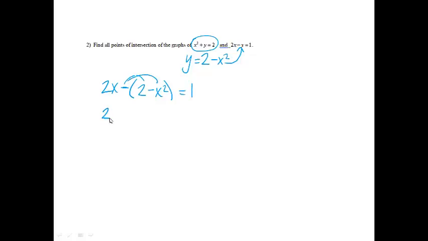Find all points of intersection of the graphs x squared plus y equals 2 and 2x minus y equals 1. All right, what we want to do is go ahead and solve one of the equations for y. So I'm going to solve this one for y. Doesn't really matter which one. If I subtract x squared from both sides, I'm going to get y equals 2 minus x squared. And then we'll plug this in for the y in the second equation. So I'm going to get 2x minus the quantity 2 minus x squared is equal to 1, right? And then we're going to distribute the negative to both parts. So we'll get 2x minus 2.